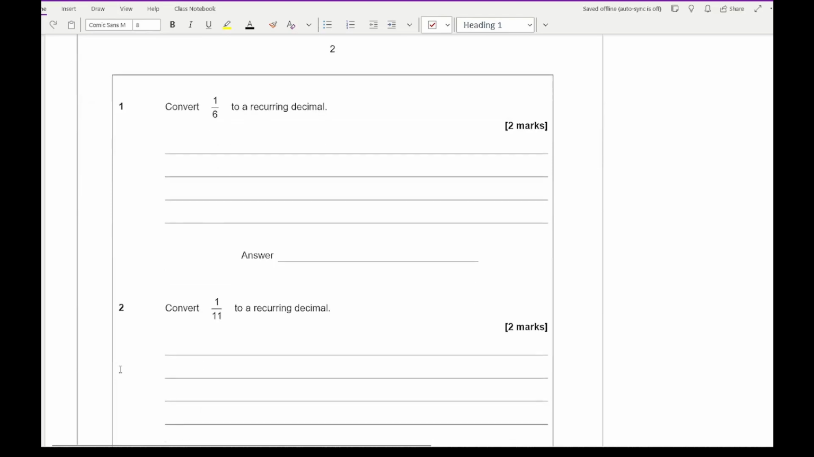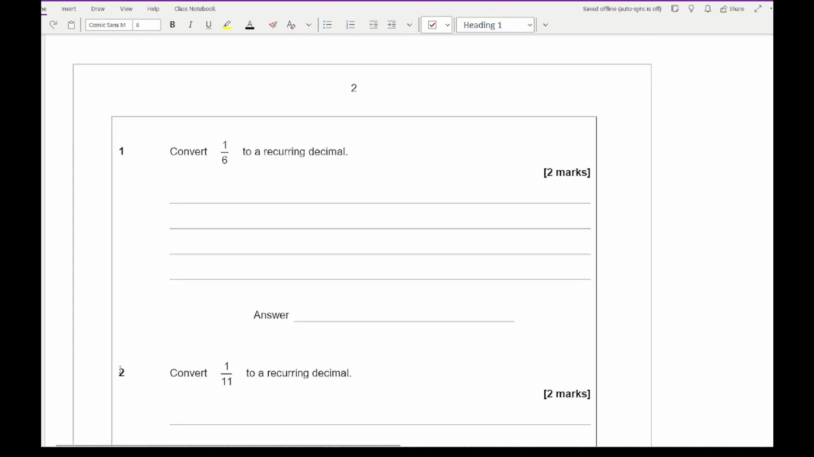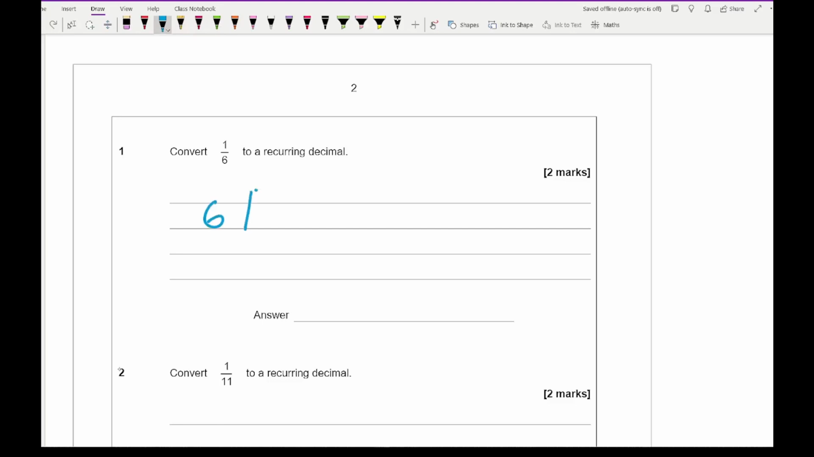So looking at question 1, this time we're doing usually the opposite, which is having a fraction and we want to show that it's a recurring decimal. In this particular question it's asking us to convert 1/6 into a recurring decimal. The best way is probably using division, typically the bus stop method. The denominator always goes outside the bus stop and the numerator goes inside, and I always recommend that you have a few zeros, maybe at least 4.